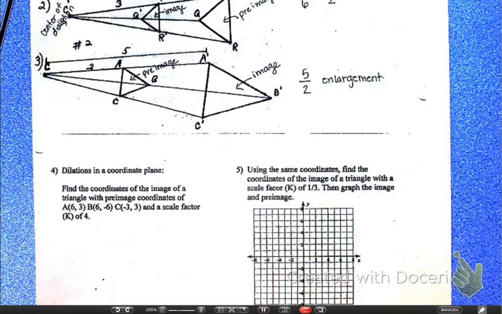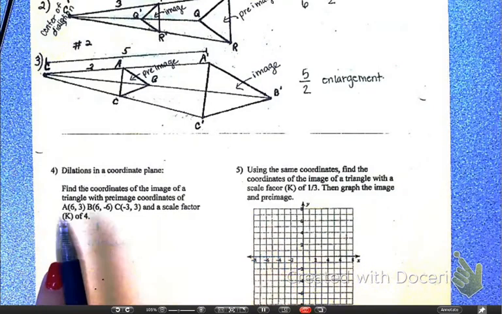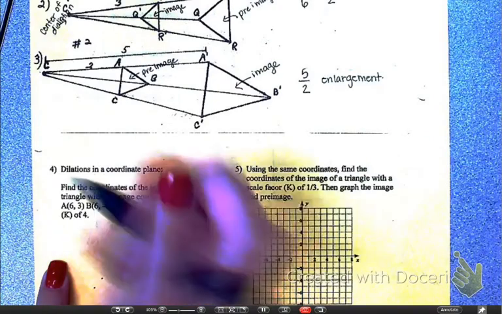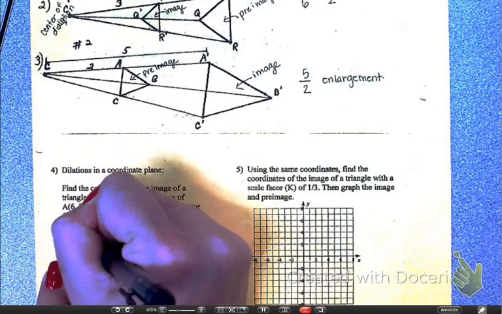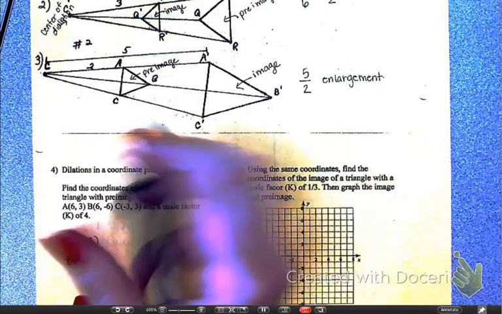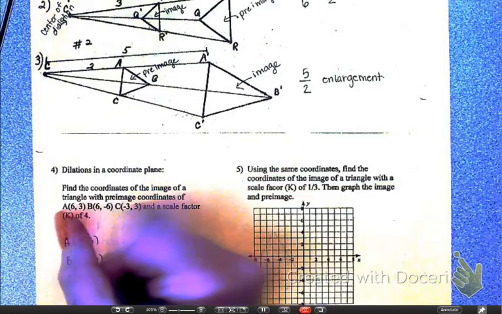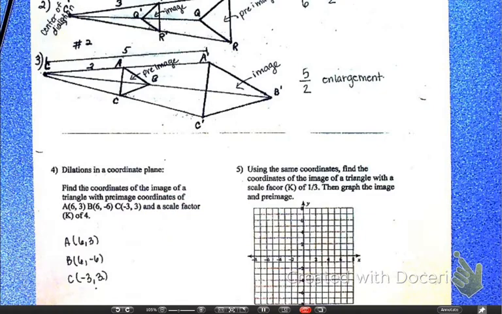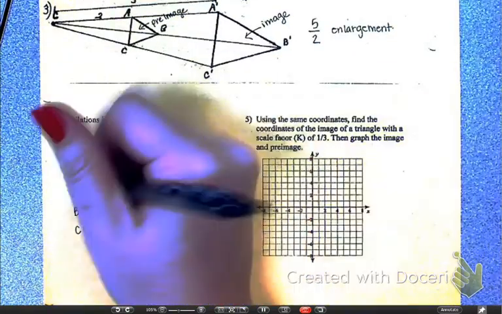All right, so we can also do dilations in a coordinate plane. So I give you the coordinates of the image. Which one's the image, the new or the old? The new, okay? Oh, I'm sorry, I don't give you that, you find the new one. I give you the coordinates of the pre-image. So I give you A, which is 6, 3, B, which is 6, negative 6, and C, which is negative 3, 3. What figure is that? It's a triangle. It has 3 points, and this is my pre-image, right?